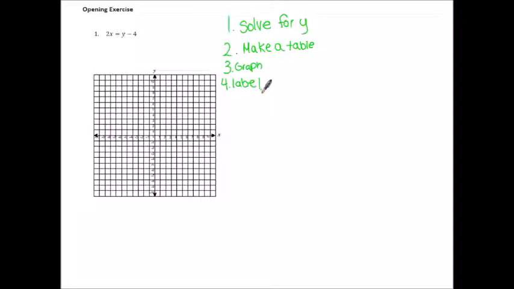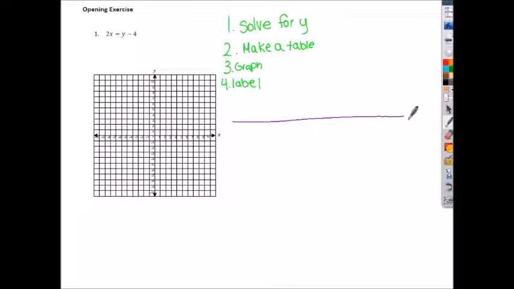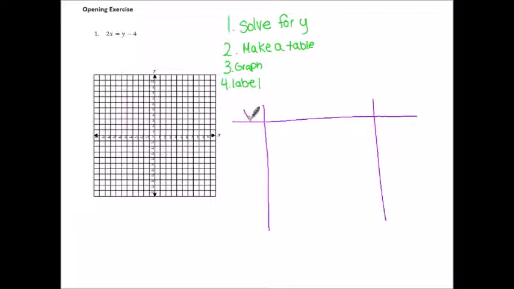So first, let's start with making a table. Our table is simply going to look like this. We put x here, we put y on this side, and then we put our equation in the middle. Our equation isn't solved for y yet, so we need to solve it. All we have to do is add 4 to both sides, and we are left with y equals 2x plus 4. So now we can write y equals 2x plus 4 in this section.